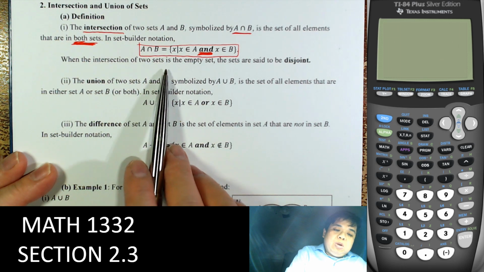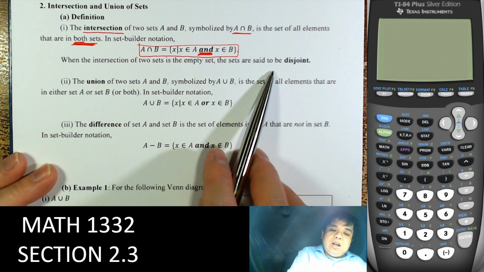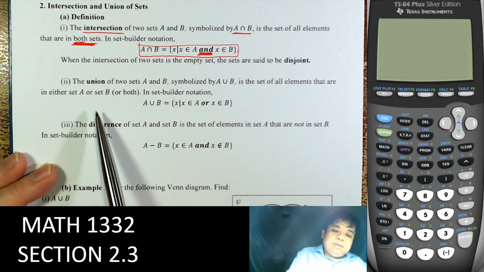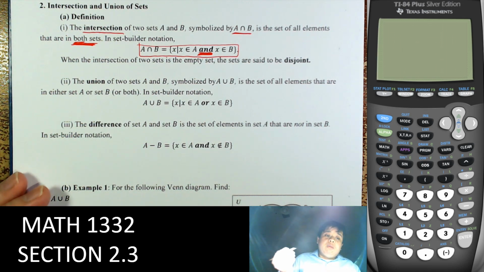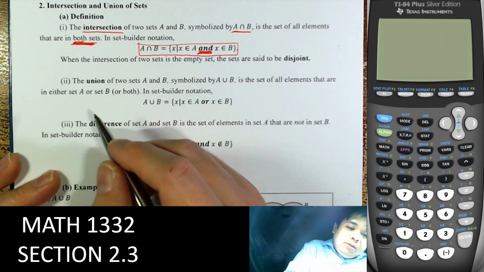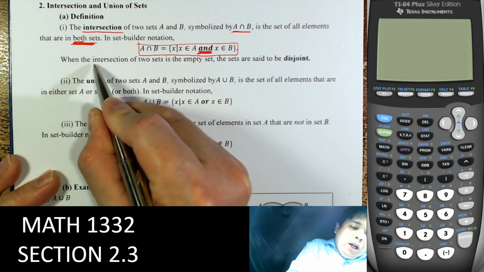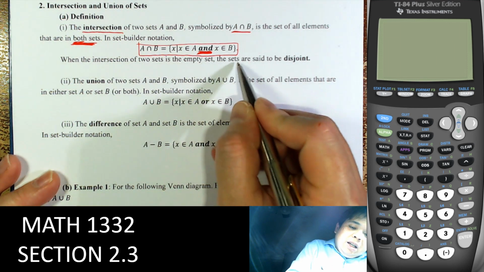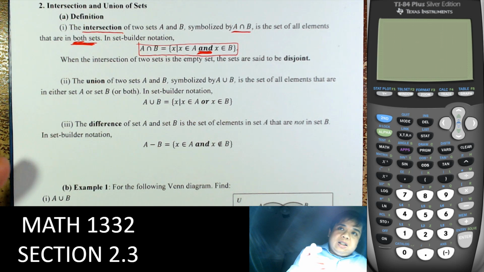When the intersection of two sets is the empty set, the sets are said to be disjoint. If they have nothing in common, they are said to be disjoint. So if the intersection of two sets is empty, then the sets are disjoint, meaning they have nothing in common.